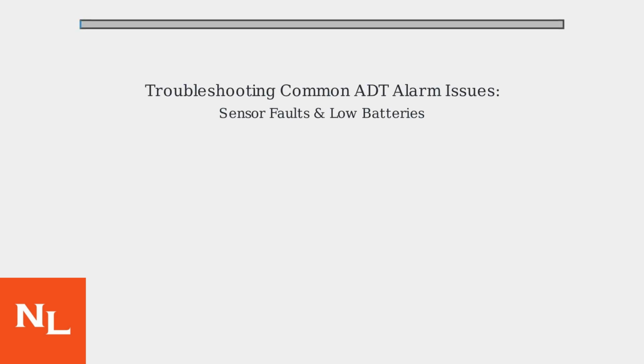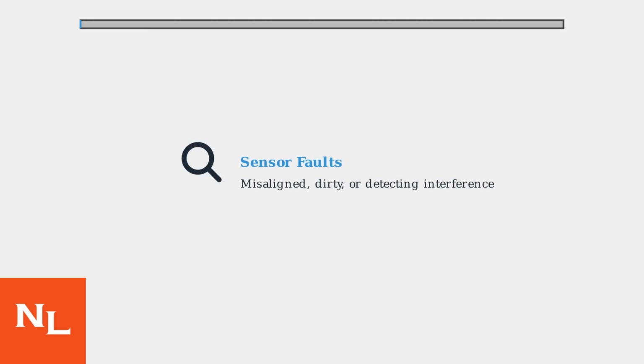ADT alarm systems often trigger false alarms due to sensor faults or low batteries. Sensor faults typically occur when sensors are misaligned, dirty, or detecting interference from pets or environmental factors. To fix this, first silence the alarm using your keypad code.